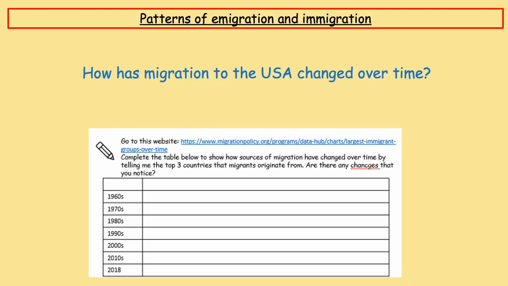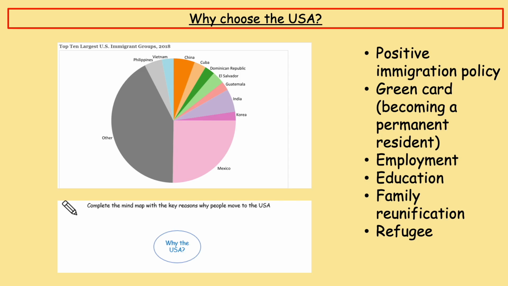So now what I'd like you to do is go to this website. It's about migration policy, and I've put a table from the 1960s to 2018. For each of those years, I'd like you to tell me the top 3 countries migrants have emigrated from. Let's have a look at the pie chart, and just the parts that talk about countries: what are the top 3 countries for each of those time periods? So here you'll see what the pie chart will look like. That's the pie chart for 2018.